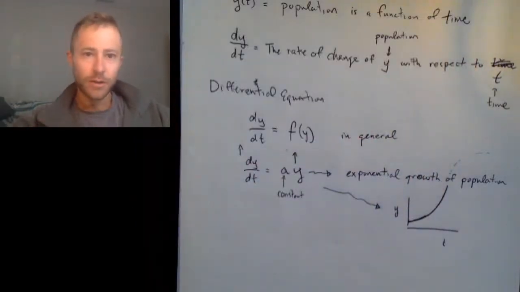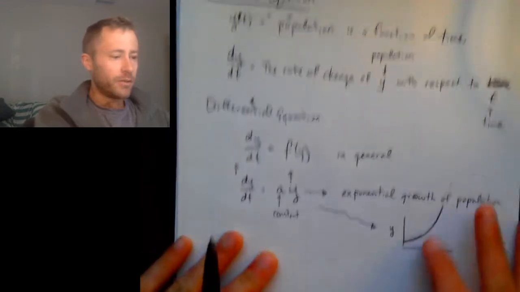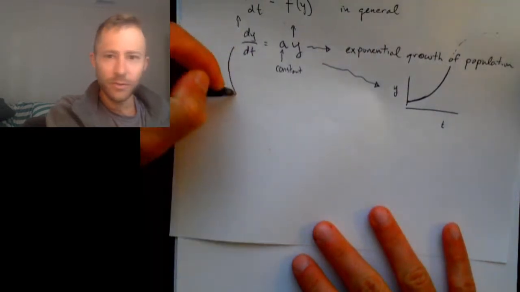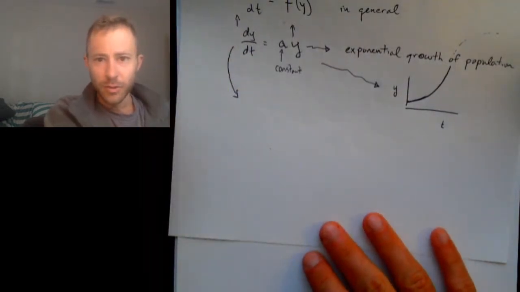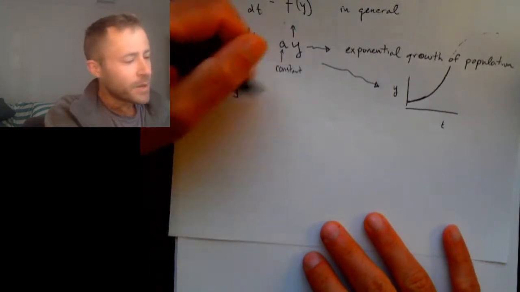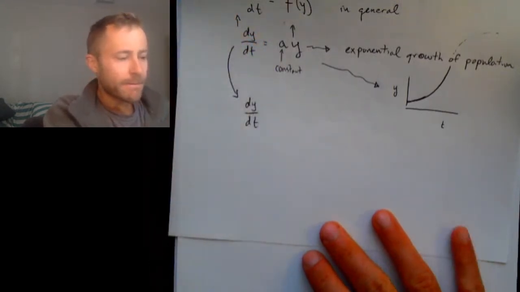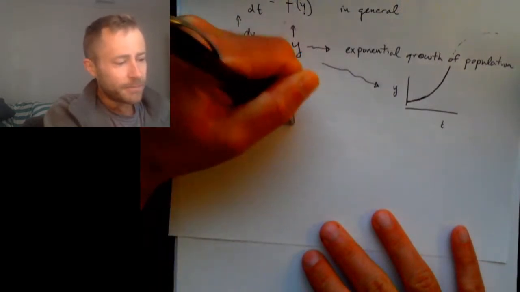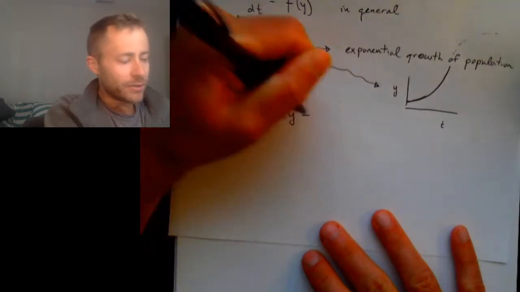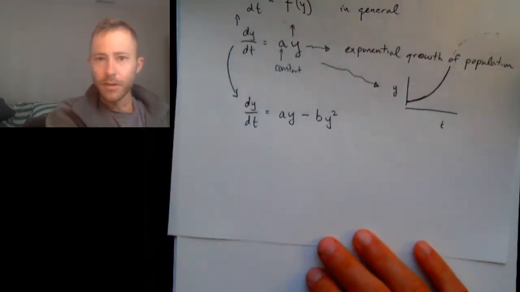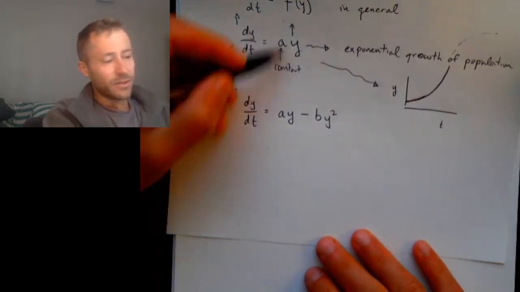Okay, so let me introduce another equation that's very closely related to this one, and this is the one that we're actually going to simulate. So dy/dt equals ay minus by squared.